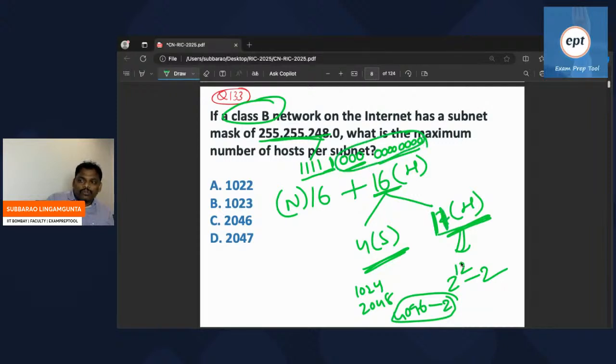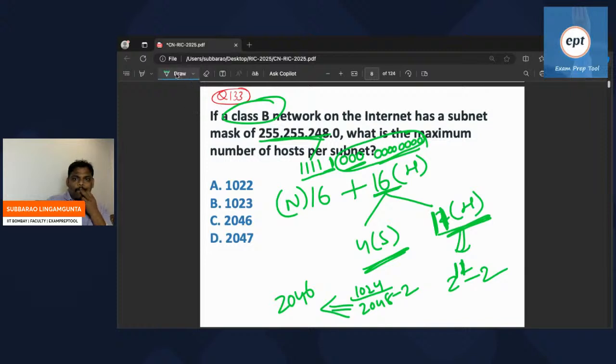So here 11 host bits, which is 2 power 11 minus 2. 2 power 10 is 1024, 2 power 11 is 2048, minus 2, so 2046. Yeah, 2046. So C is the answer. By mentioning class B, 16 and 16, by seeing the mask in those 16, this is 5 and this is 11. 11 means 2 power 11 minus 2 hosts are possible.